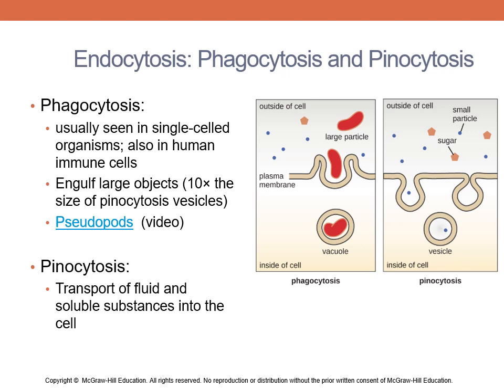This figure shows large objects being engulfed by the cell membrane, which also becomes a vesicle. The vesicle, then containing the object, enters the cell. If the substance transported into the cell is fluid containing dissolved substances, then pinocytosis is used, as pictured here on the right. You can click on this video to watch how pseudopods of a single-celled organism performs endocytosis.